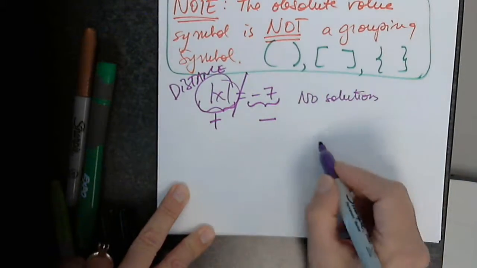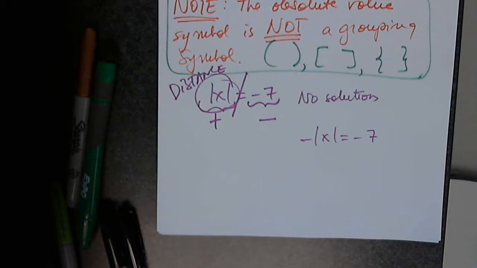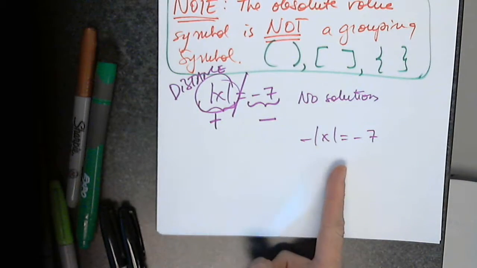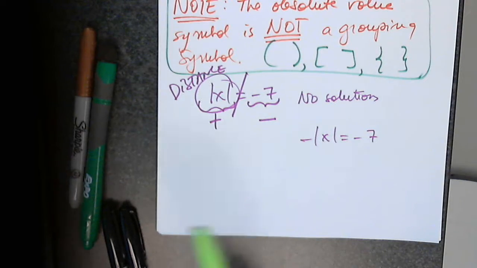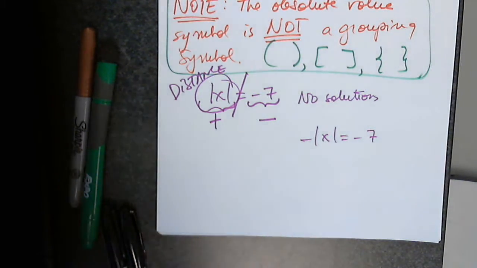If I have this situation, that's a totally different story. How do I clean this up? What do I have to do to this to consider it a plain, simple, absolute value equation?